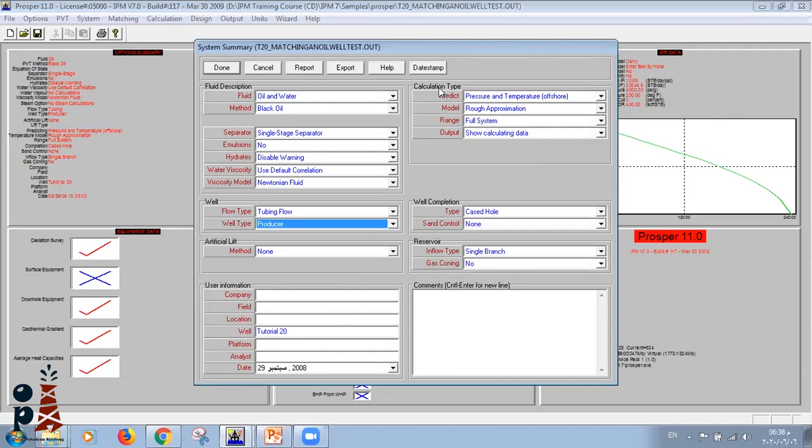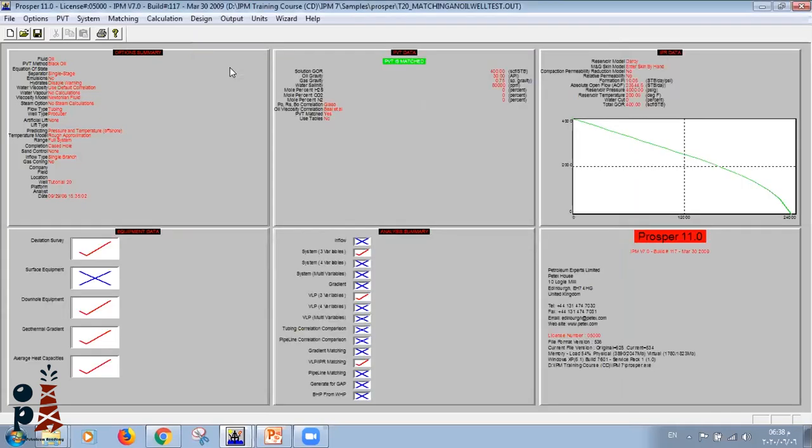Then I can speak here about the calculation type and the well completion: is it cased hole or open hole, do I have sand control or not, do I have a gravel pack or not. What about the reservoir? Is it multilateral or single branch? So this is a quick option summary. It's like defining the main things about the model.